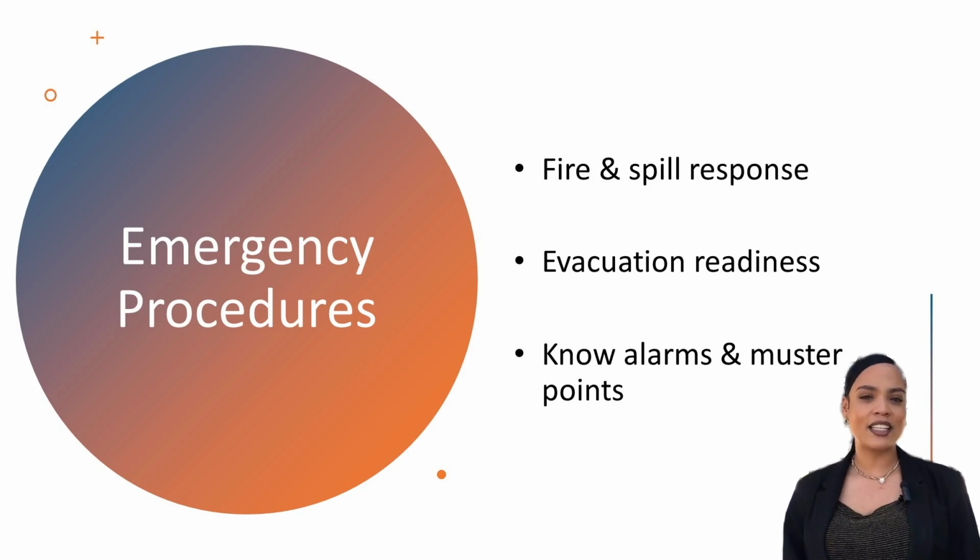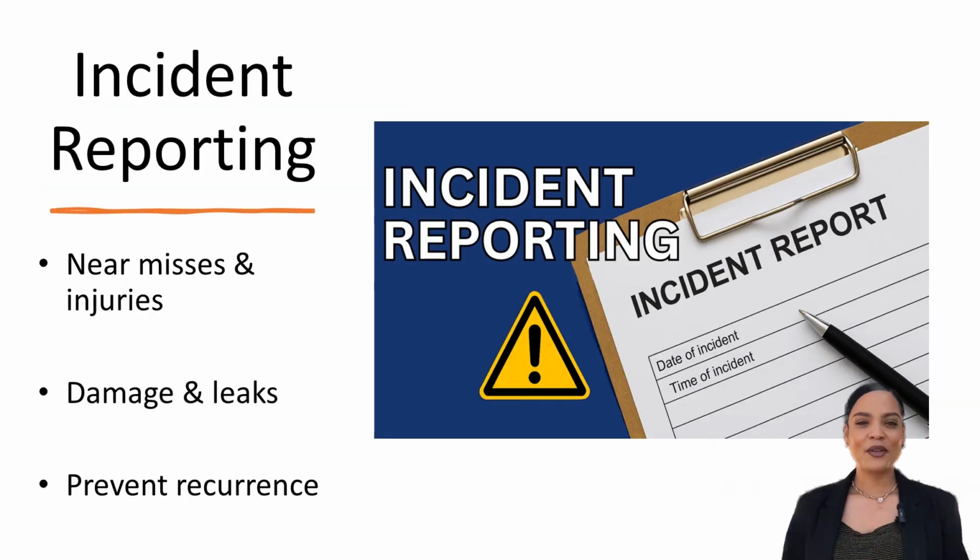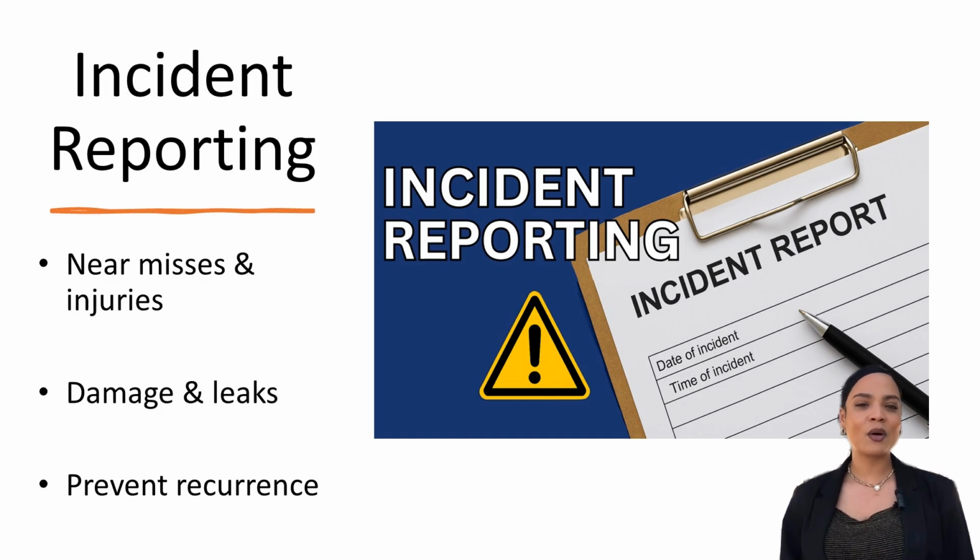In an emergency, chaos is prevented through training and confidence in the procedure. Now let us take a look at incident reporting next. An incident includes 1. Near misses. 2. Minor injuries. 3. Major injuries. 4. Equipment damage. 5. Quality failures. 6. Environmental leaks.